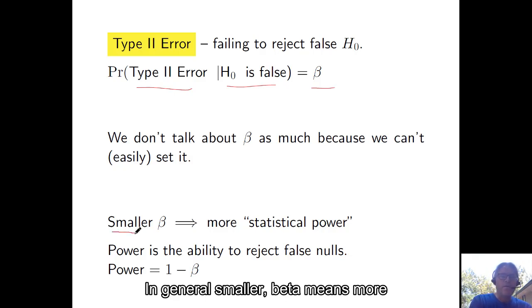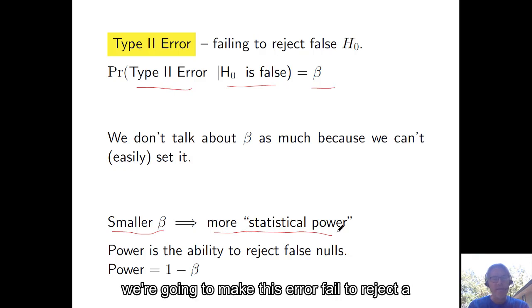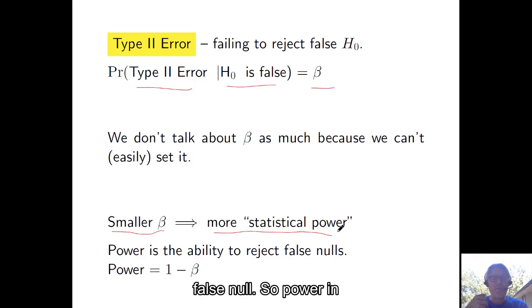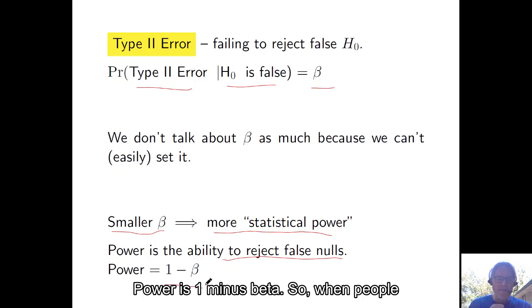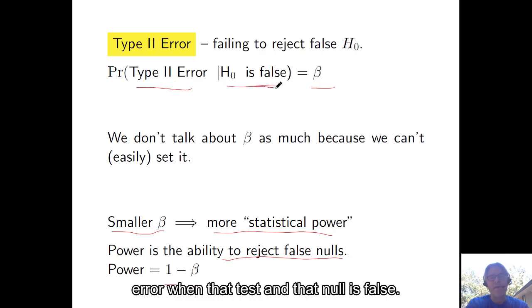In general, smaller beta means more statistical power. There's less chance that we're going to make this error, failing to reject a false null. So power, in the statistical sense, is the ability to reject false null hypotheses, and power is 1 minus beta. So when people talk about the power of a test, it's essentially the probability of rejecting the null when it's false. So it's 1 minus beta, where beta is the probability of a type 2 error when that null is false.